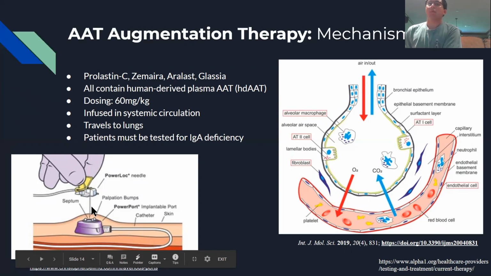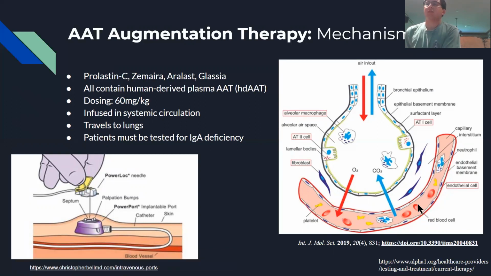And now, once that port is set up and the AAT is being infused, it will travel through the bloodstream eventually to these capillaries, as seen in the picture on the right side here. So we have these capillaries that are surrounding the alveoli. Now, the AAT travels through the bloodstream, and it must pass out of the bloodstream through tight junctions in the alveolar epithelium here, now into the lungs. So it is sort of a complex process in order to get the AAT inside of the lungs. But once it does, it's a fairly effective treatment.